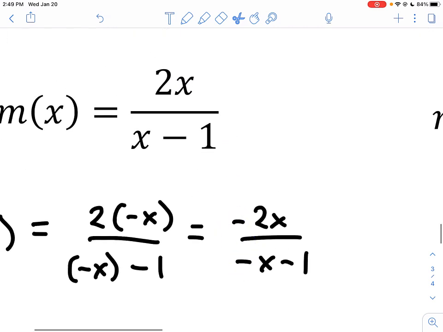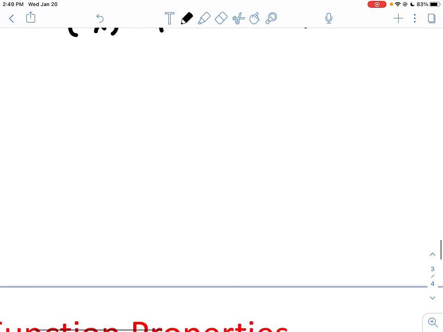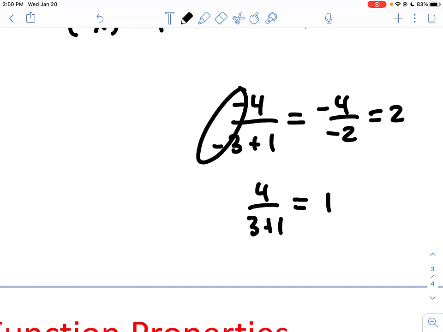But you have to be careful when you're working with these fractions. This negative here cannot be canceled with that one until the denominator negative is factored out. Let me show you an example of numbers just to make sure that's clear. -4 divided by -3 plus 1. Well, -3 plus 1 is actually going to be -2, so really this is -4 over -2, which is just 2 in the end. Can I just cancel those negatives and recalculate? That would give me 4 over 4, which is 1.